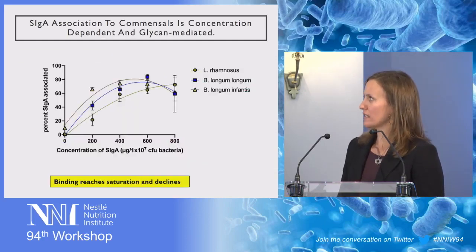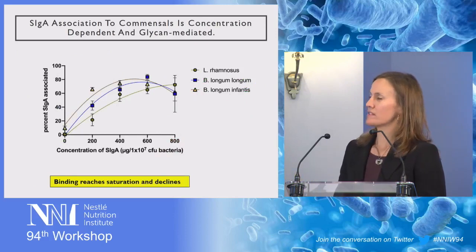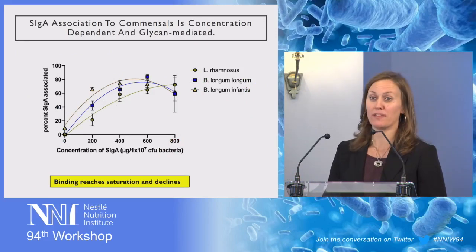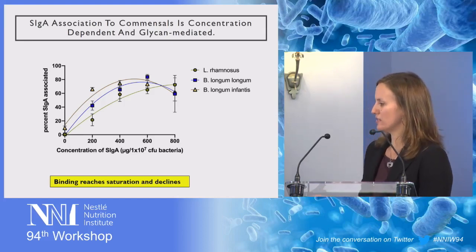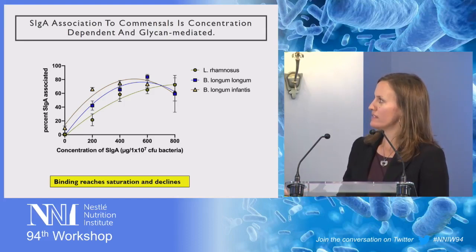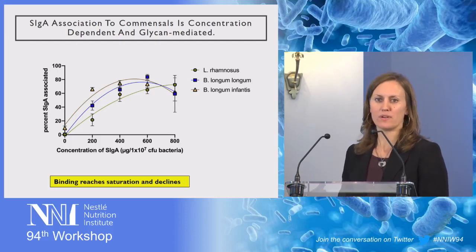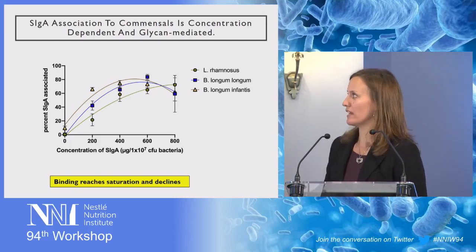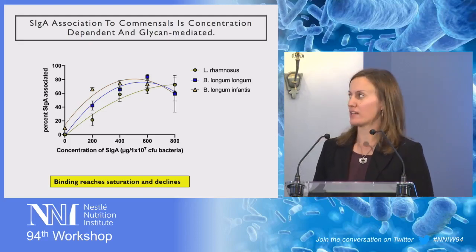And I wanted to look at this in a little bit more detail with some of the top binders. So Lactobacillus rhamnosus, that LGG guy, B. longum and B. longum infantis, all three had very robust binding under the highest physiological concentrations of secretory IgA. And when I used variations of this concentration, you can see that these organisms performed a little bit differently with their interactions with secretory IgA. But interestingly, all of them seemed to reach a saturation and then plateau.